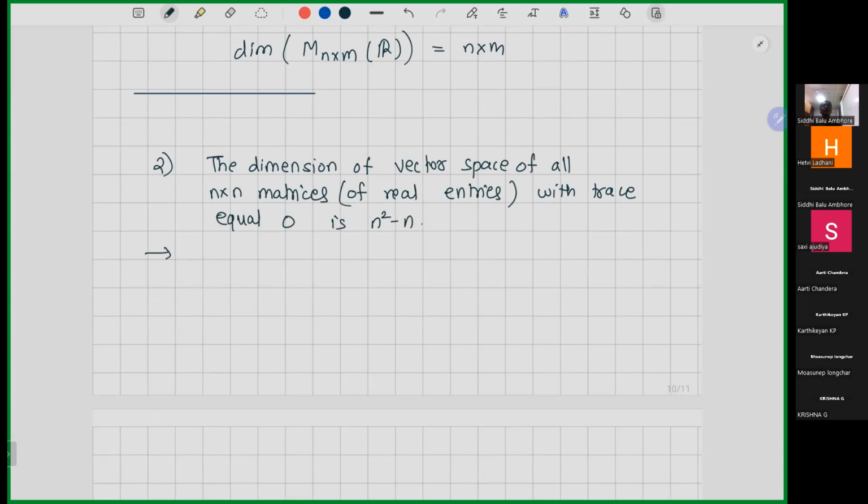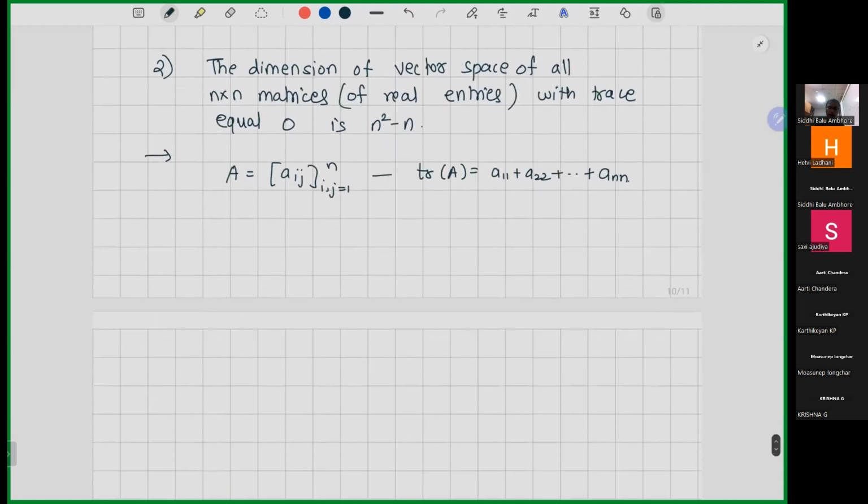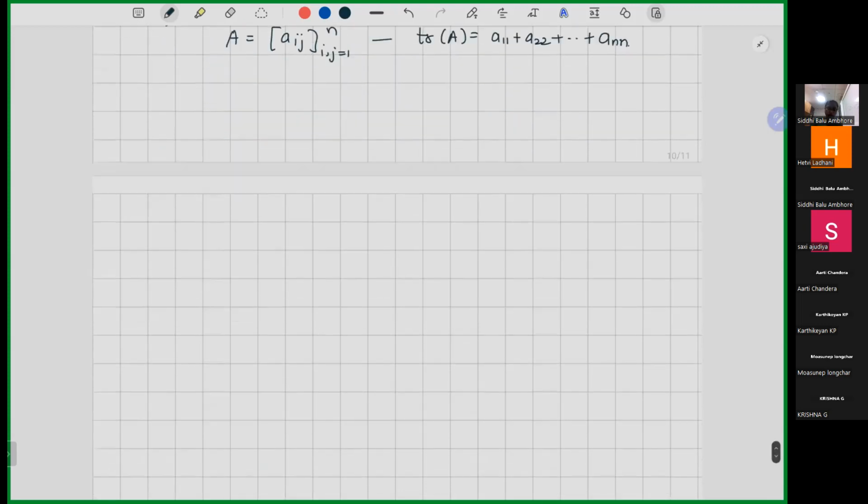Now this is the condition we have to check. It is not the entire vector space of n cross n matrices. Now our matrices have the condition that the trace must be 0. So what is trace? If I write my matrix as Aij, with i, j from 1 to n, then the trace of A is A11 plus A22 and so on, the sum of all diagonal entries. And what they want is that this trace must be 0.